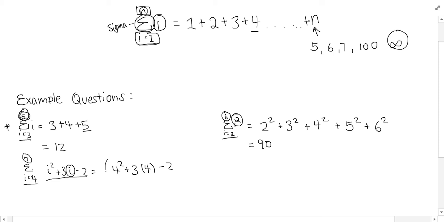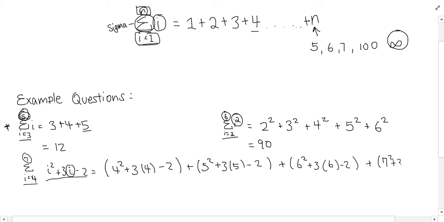So the first term would look something like this, plus the second term, which would be 5 squared plus 3 times 5 minus 2. Now we get into the third term, which would be 6 squared plus 3 times 6 minus 2. And then to our last term, which would be 7 squared plus 3 times 7 minus 2. If you do the calculation correctly, it should get you the answer 184.